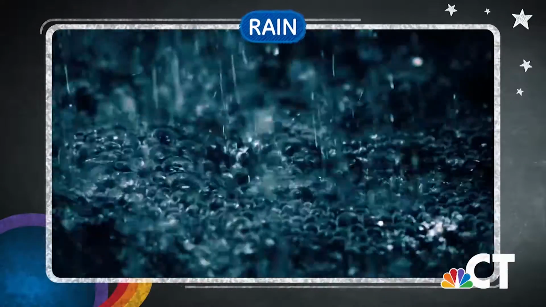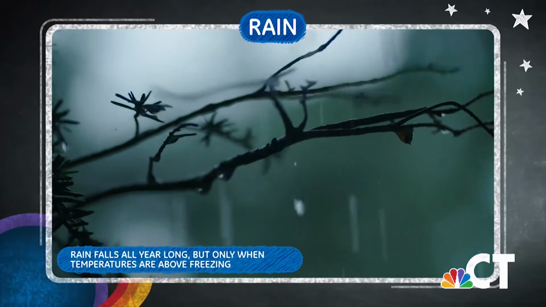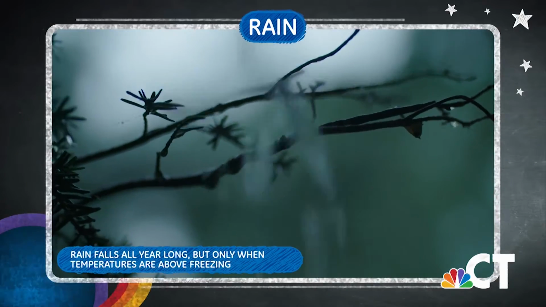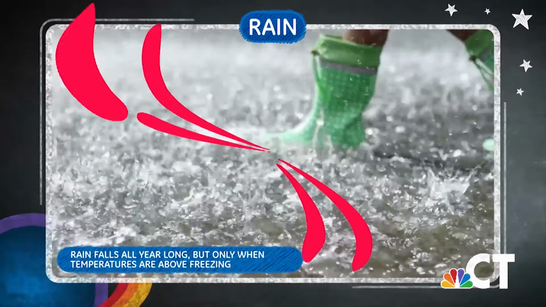Opposite of snow is rain. Rain occurs when temperatures are greater than 32 degrees Fahrenheit or greater than 0 degrees Celsius up at cloud level, in the middle part of the atmosphere, and most importantly, down at the surface.